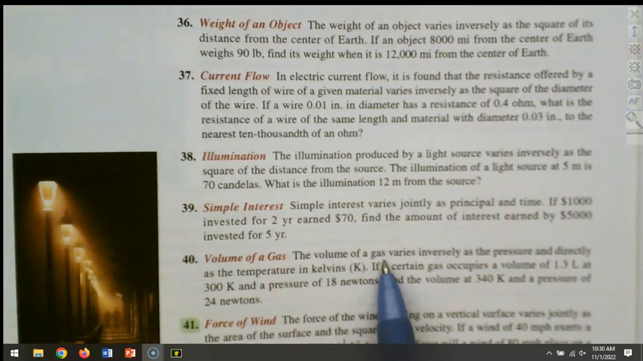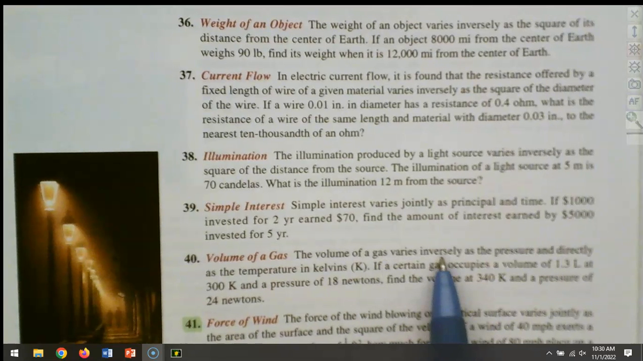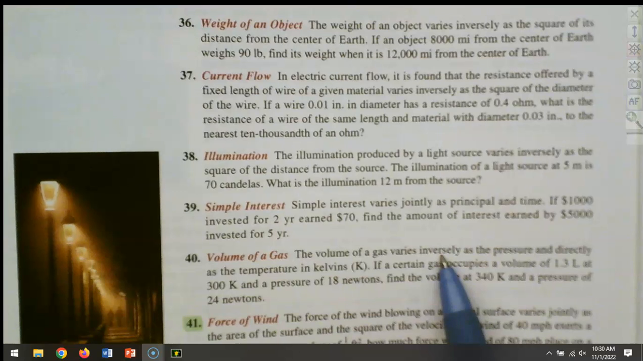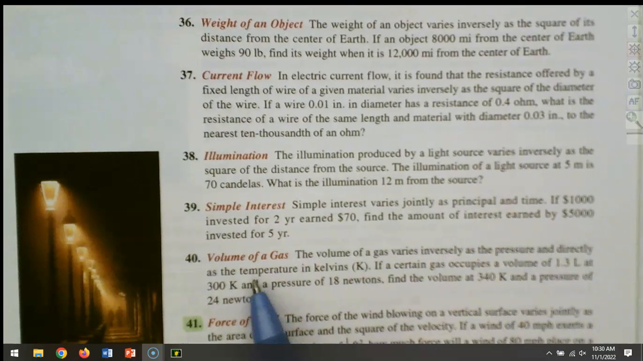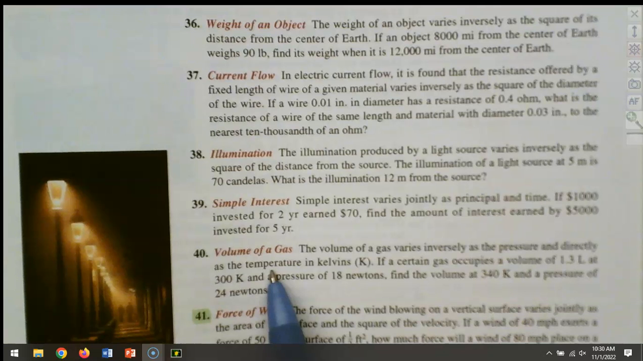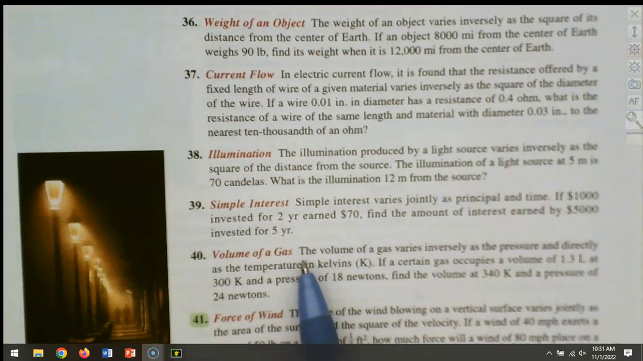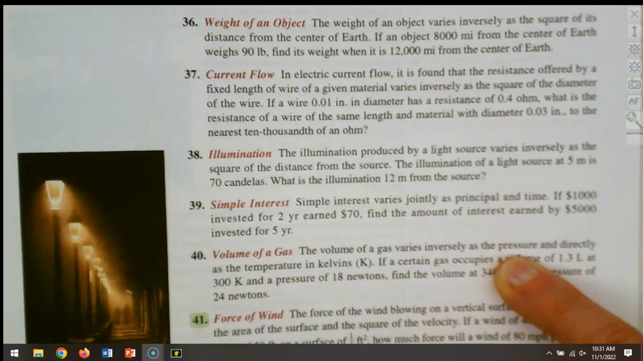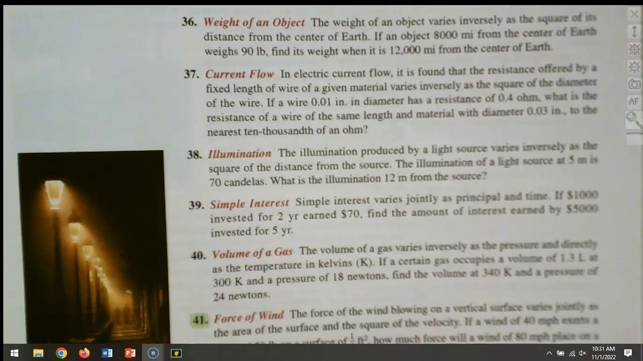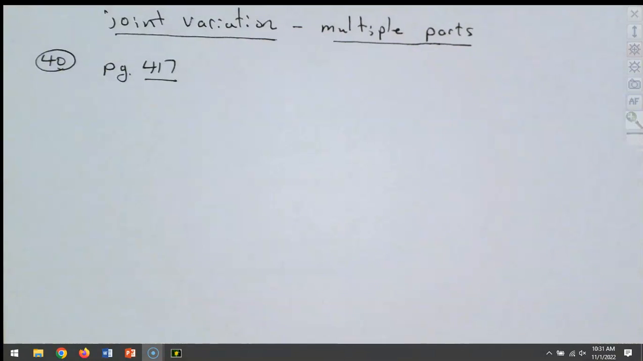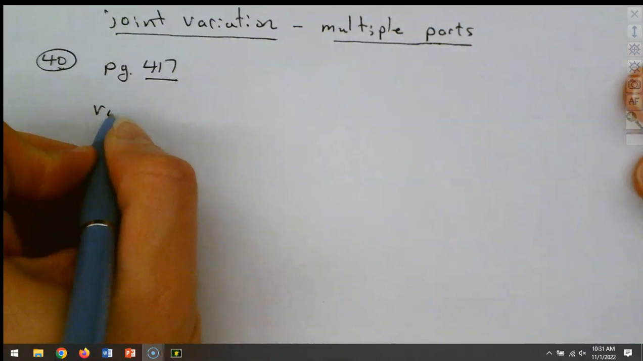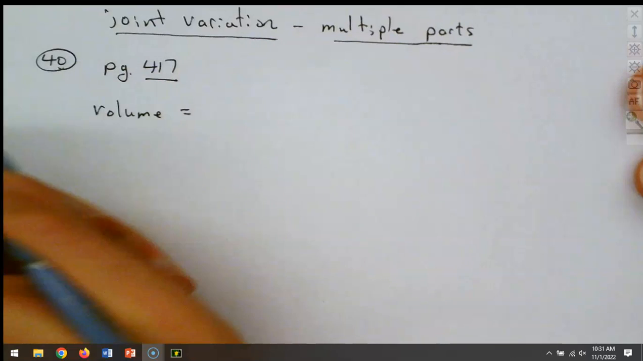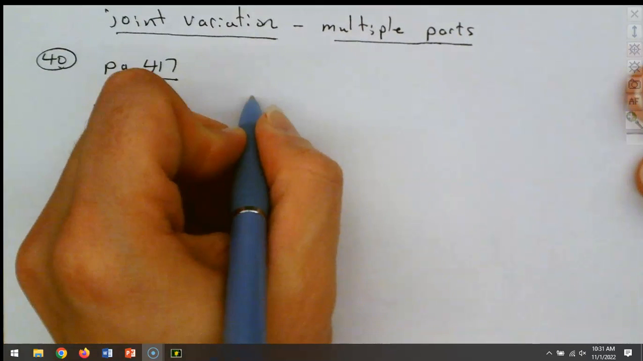The volume of gas varies inversely as the pressure and directly as the temperature in kelvins. So, what do we have? Volume. And how does it relate to the pressure? Inversely, directly to the temperature. So what's it going to look like? What do we have first? First thing we have is volume. And your volume is going to be K. That's our constant.